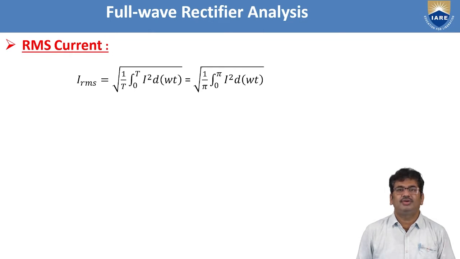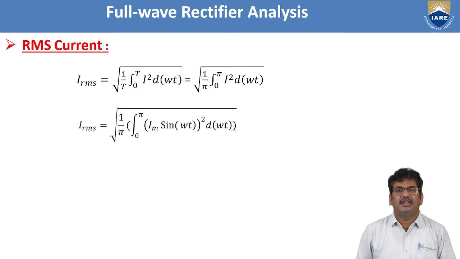In the interval 0 to pi, the current is Im sin omega t. Substituting this, the IRMS we can rewrite as square root of 1 by pi integral 0 to pi of (Im sin omega t) whole square d omega t. Here the integration is with respect to omega t, so Im is a constant and we can take it outside of the integral.